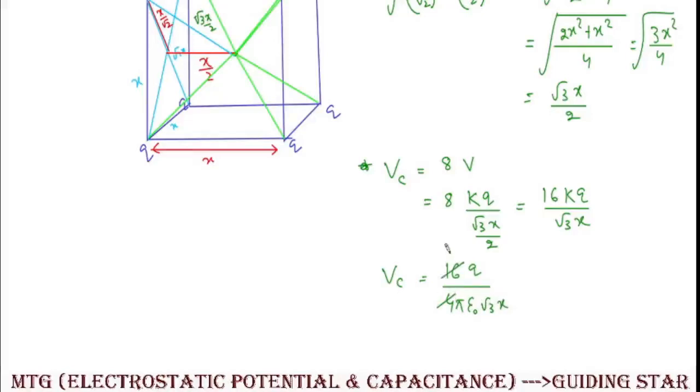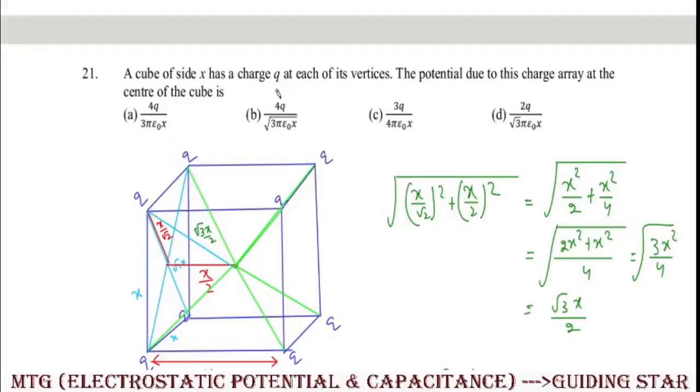So 4 into 4 is 16, so it will be 4q divided by root 3 pi epsilon naught x. So here this is wrong, root 3 रहना चाहिए। रूट 3 यहाँ पे इतना तक ही रहेगा। क्लियर?